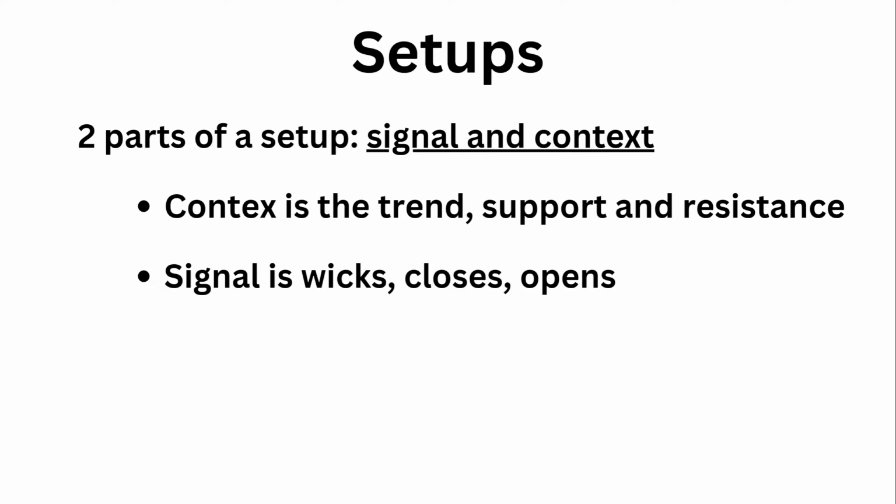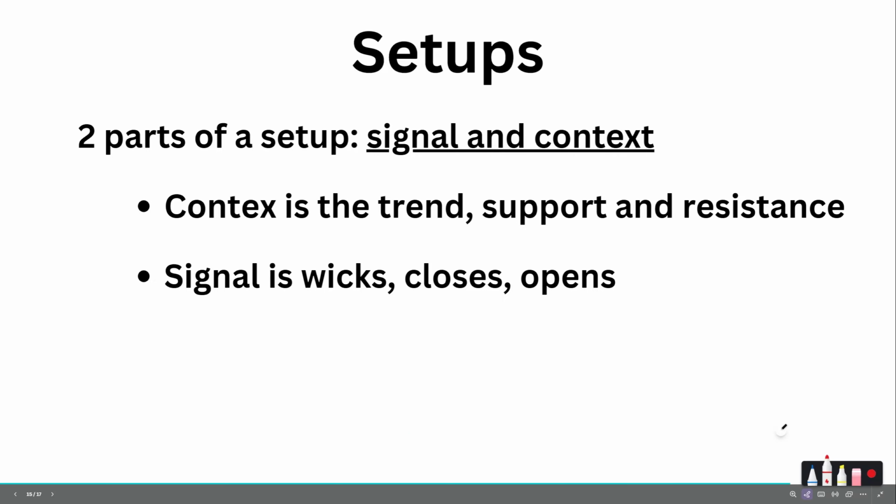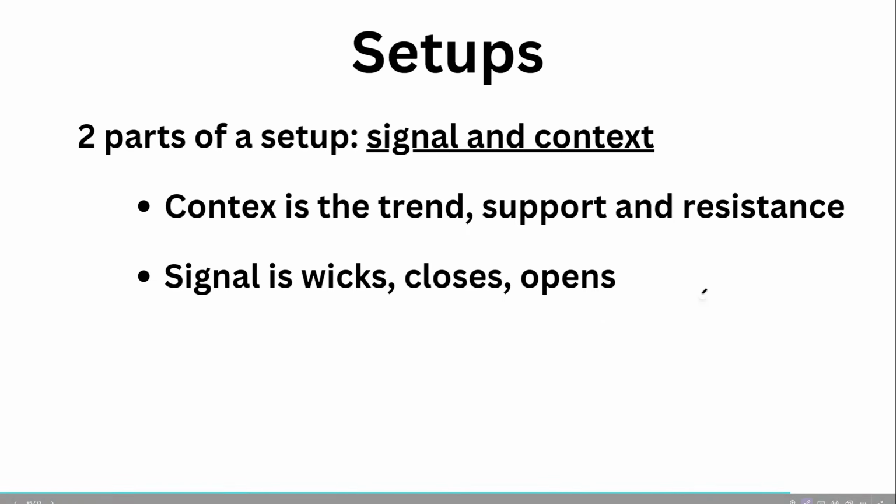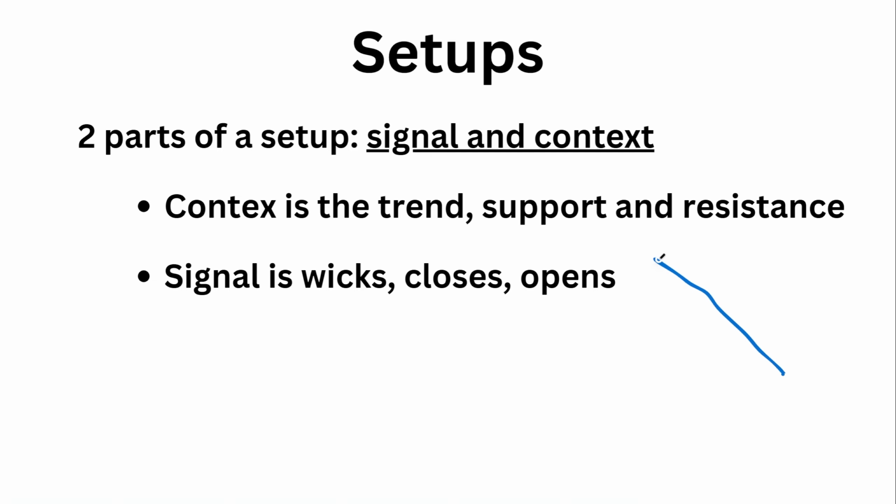While a signal is like the wicks. Like did price just reach the top part of a downward trend with a very, so let's just draw this out. So say price was in a downtrend and it came up to here. When it reached this top part, did price kind of look something like this?